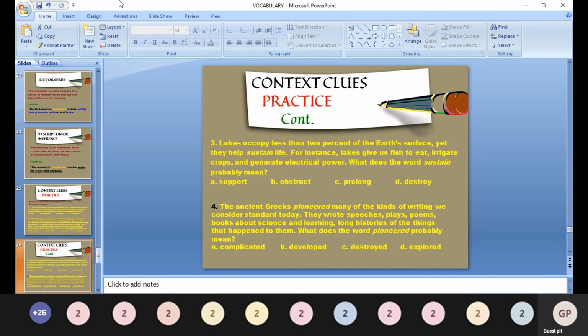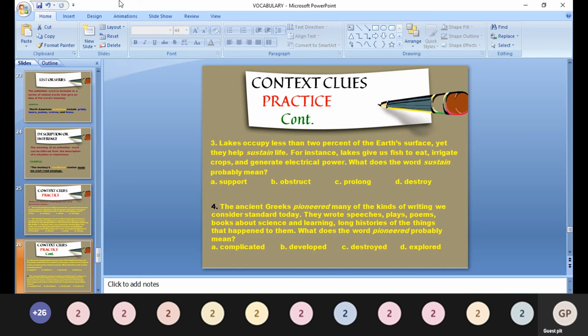Next one, context clues. See, lakes occupy less than 2% of the Earth's surface, yet they help sustain life. For instance, lakes give us fish to eat, irrigate crops, and generate electrical power. What does the word sustain probably mean?